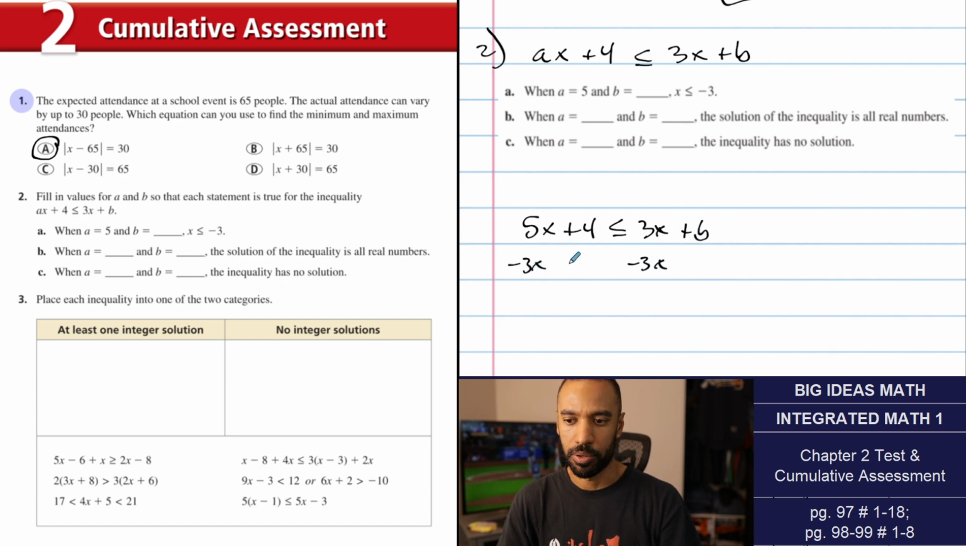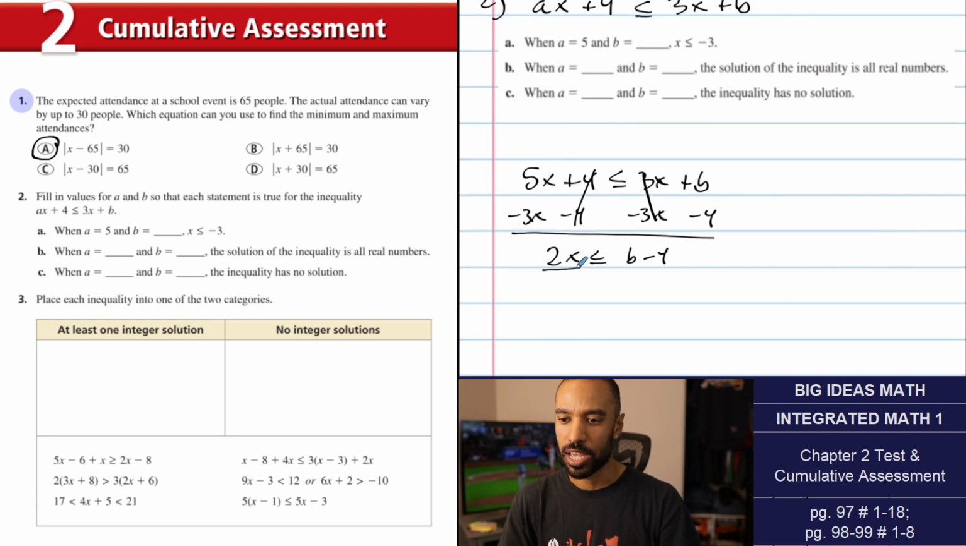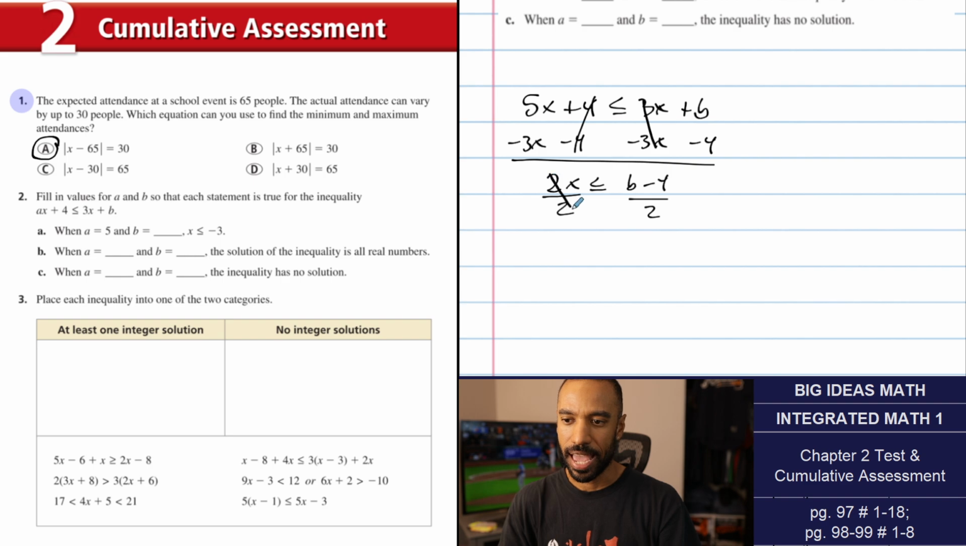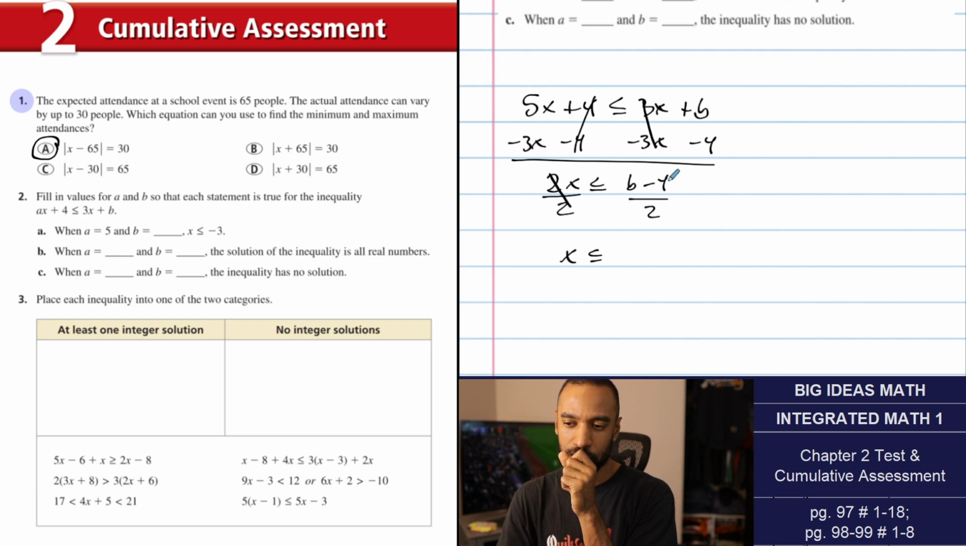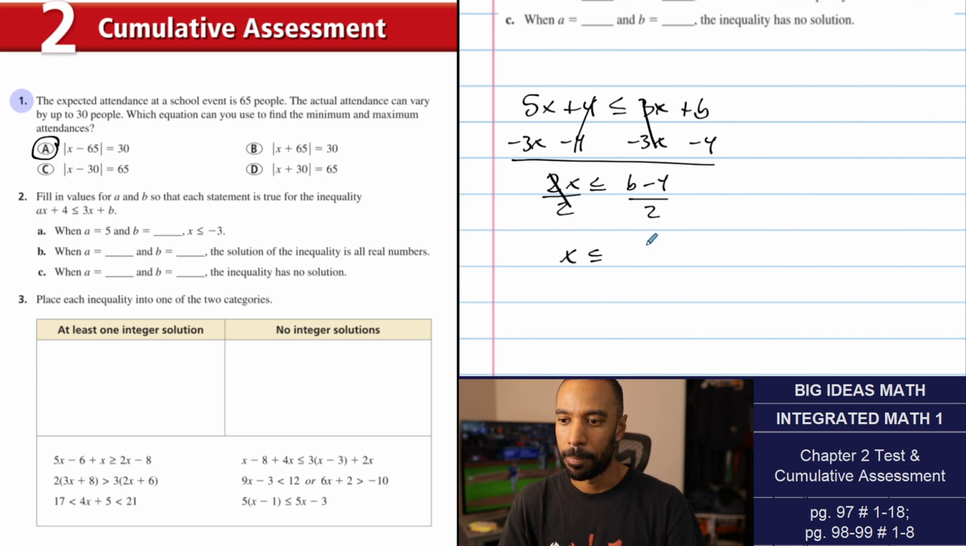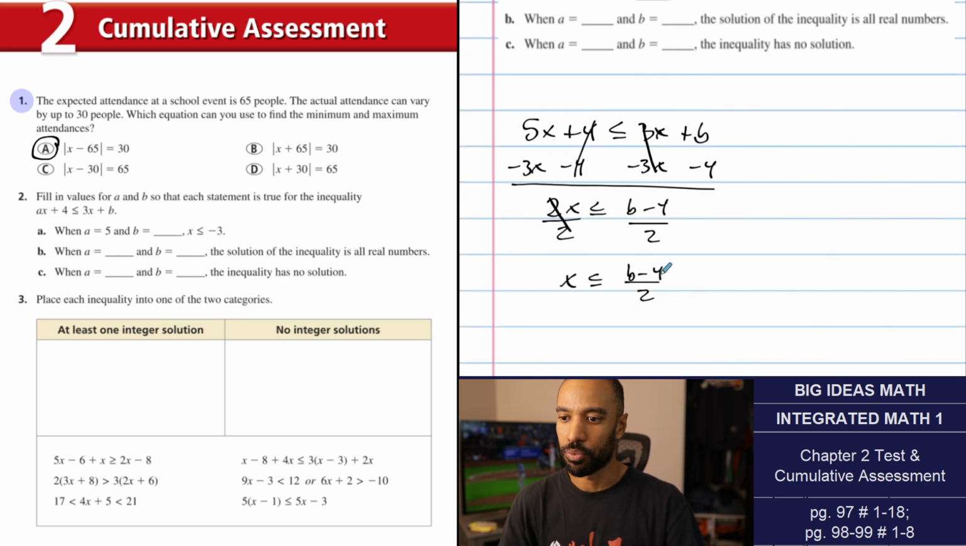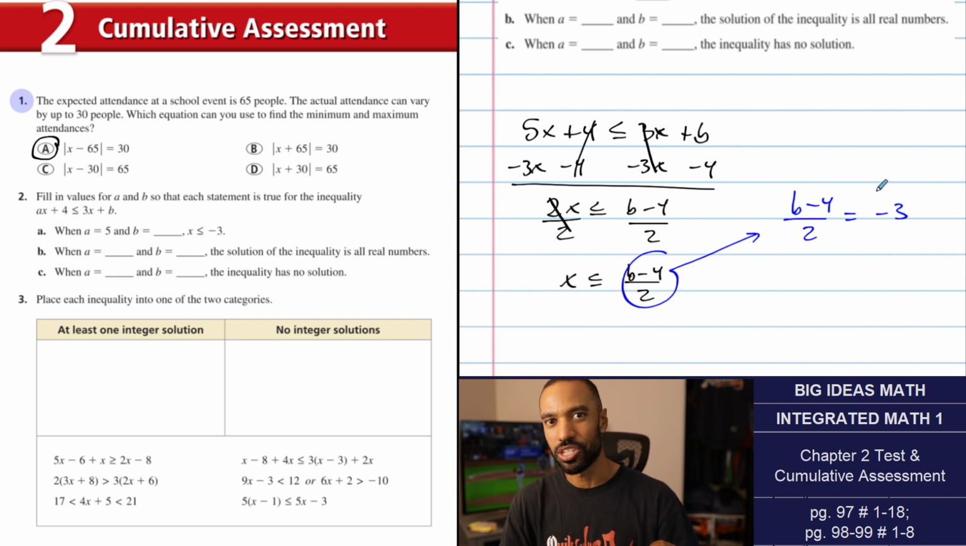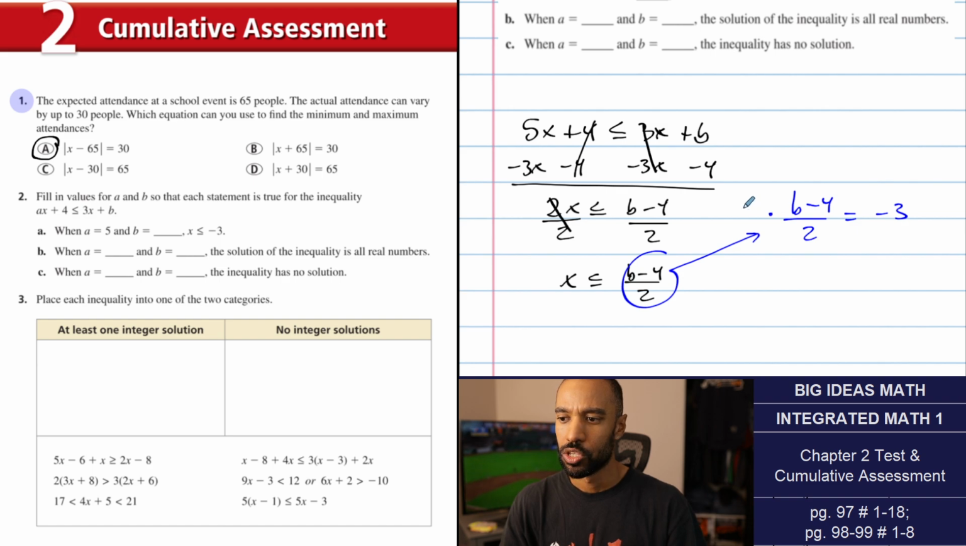Let's subtract 3x from both sides and subtract 4 from both sides. I now have 2x is less than or equal to b minus 4. When I divide both sides by 2, I get x is less than or equal to (b minus 4) over 2. Now, we can guess and check, but I don't want to guess and check. I want to actually solve it. It says less than or equal to negative 3, so I need (b minus 4) over 2 to equal negative 3. So we're going to multiply both sides, not by negative 2, by 2.